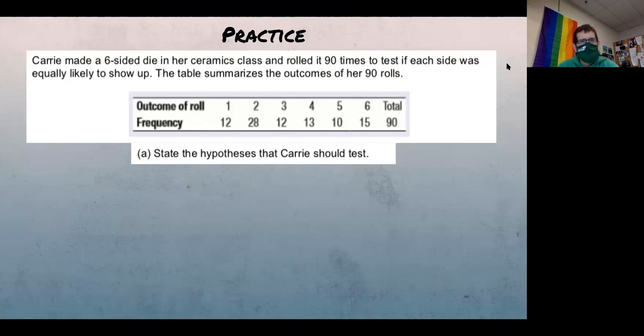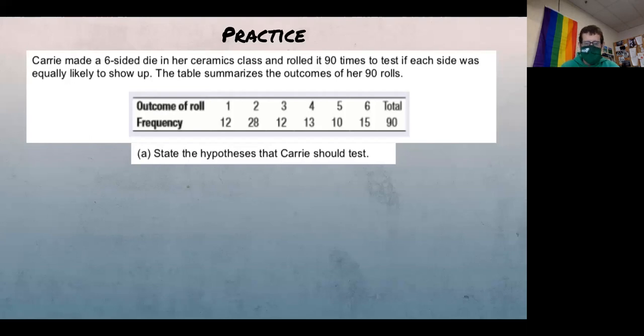So let's look at this. Carrie made a 6-sided die in her ceramics class and rolled it 90 times to see if each side was equally likely to show up. The table summarizes the outcomes of her 90 rolls. So we want to state the hypotheses that Carrie should test.